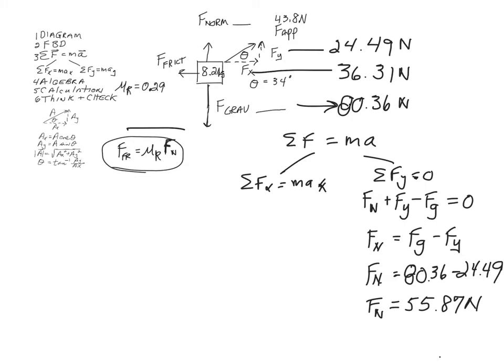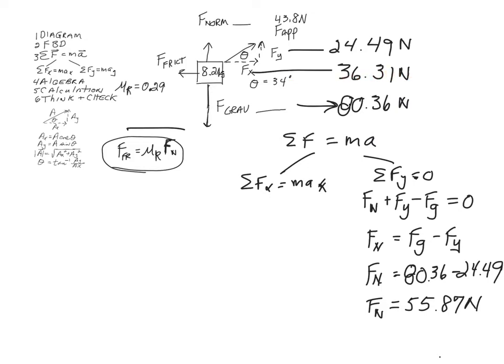So the first thing I did was Fy equals F sine theta, excuse me. 43.8 times the sine of 34 degrees gave me this number. I hope I didn't make a mistake. And Fx is 43.8 times the cosine of 34 gives me this number.